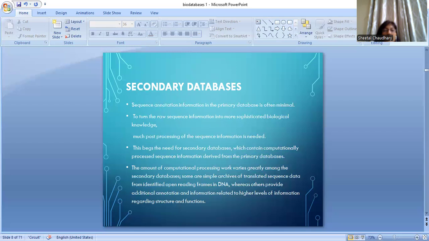The amount of the computational processing work varies greatly among the secondary databases. Some are simple archives of translated sequence data from identified open reading frames in DNA, whereas others provide additional annotation and information related to higher level of information regarding the structure and function.